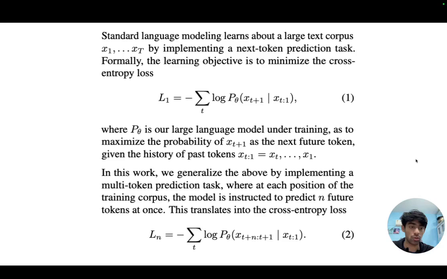Now coming to the next part, this is the standard formula. Take this P as the language model, and you are implementing the next token prediction task.